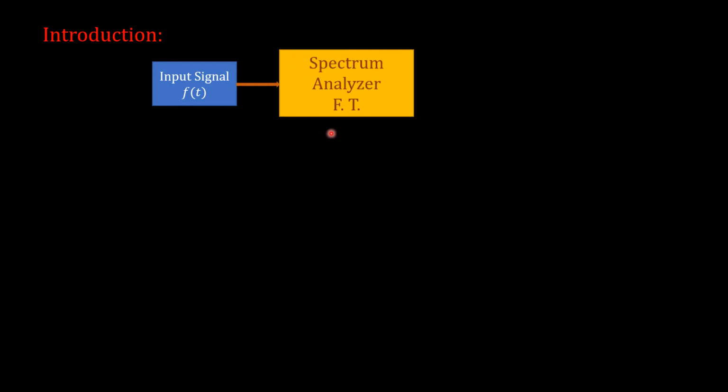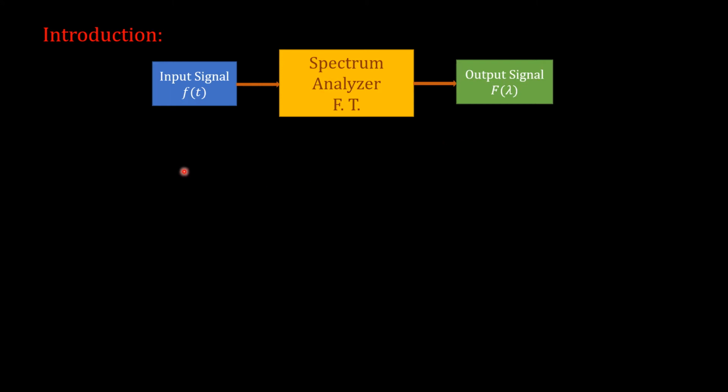Consider the function f of t, which is the input signal. Suppose it is operated by the Fourier transform, which is also known as the spectrum analyzer. When this input signal is operated by the Fourier transform, it will give us a function in terms of the frequency, that is F of lambda, which is known as the output signal. So basically this Fourier transform transforms a function from the time domain to the frequency domain, where it can be analyzed easily.